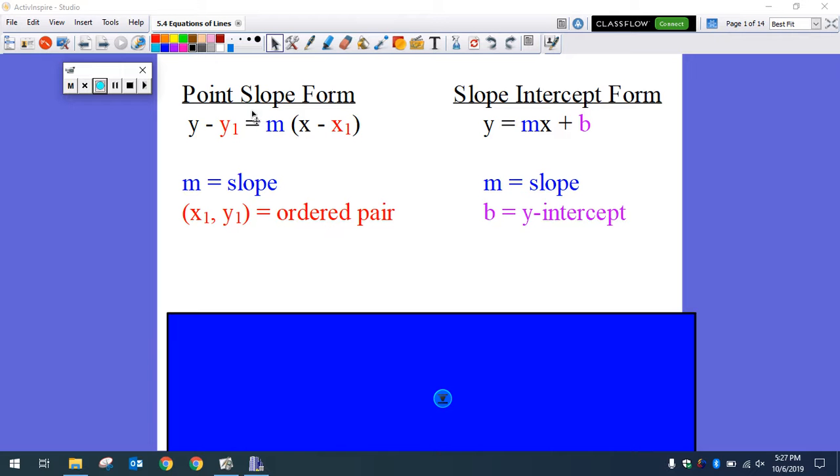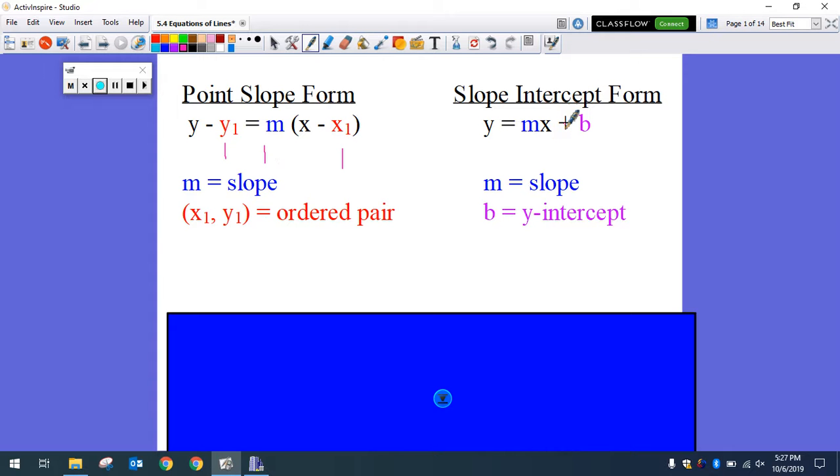Okay, so this first one is point slope form. y minus y1 equals m times x minus x1. That's called point slope form. The x1 and the y1 are going to be an ordered pair. So this will be a number and this will be a number. And then m is your slope, which we found last week.